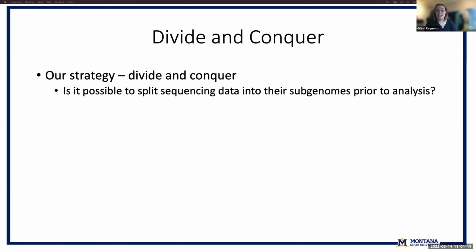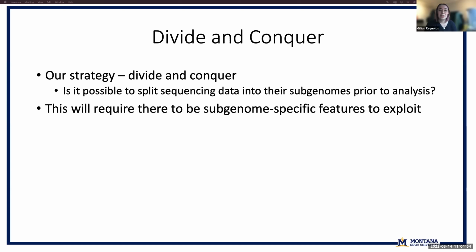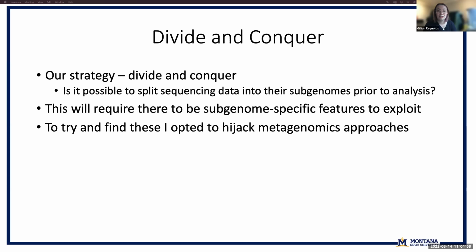Now, our strategy is taking a different approach, and we were wondering if it's possible to take a divide and conquer based approach where we split sequencing data into their subgenomes prior to analysis. However, this requires there to be subgenome-specific features for us to exploit. Now, to try and find these, I opted to hijack some metagenomic approaches.